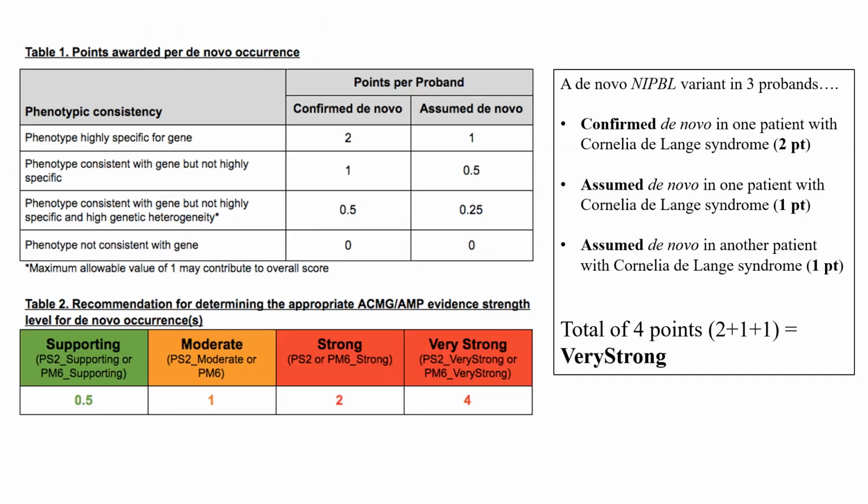So I have an example here. Let's say you have a de novo variant in NIPBL, which is associated with Cornelia de Lange syndrome, and you've seen it in 3 probands. This is a specific phenotype, so you could use that top bar, the phenotype highly specific. Let's say you had 1 confirmed de novo occurrence, that would be 2 points, and then 2 assumed de novo occurrences, that is 1 point for each one of those. So in the end, you would have 4 points, and if you look at that bottom table, you can see it's very strong. So in this case, you can modify the weight of your de novo occurrences up to a very strong strength level.